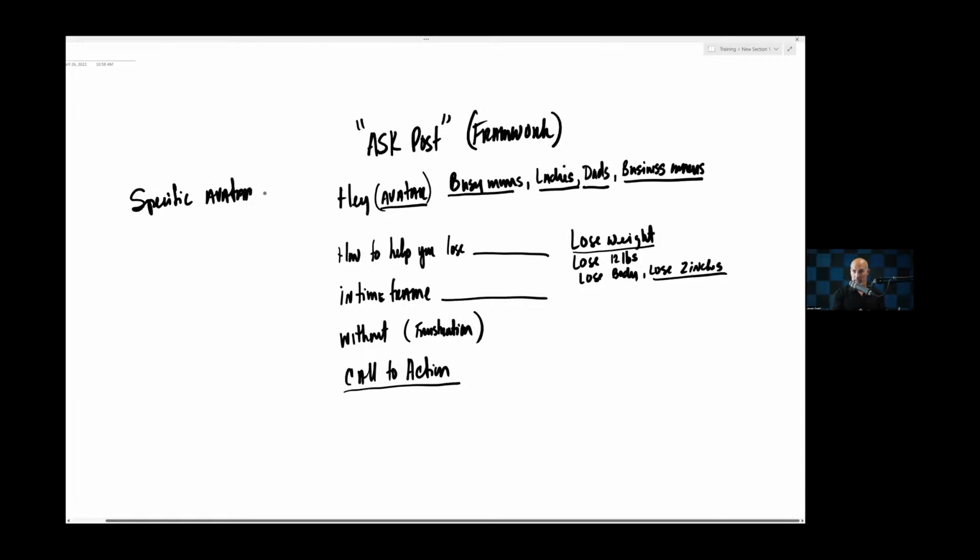We speak specifically to the avatar. Now we're getting specific with results. And when we get specific with the results, people are like, oh my gosh, I want this. So, hey, let me show you how to help you lose 12 pounds versus let me show you how to lose weight. And you see the difference in how that feels.